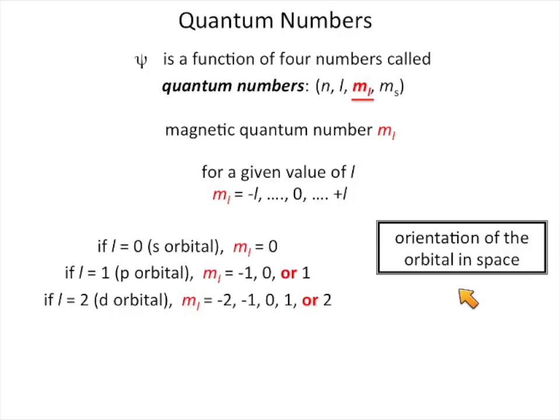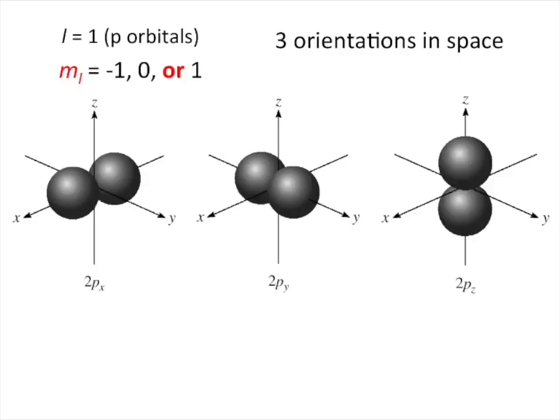And so this gives you the orientation of the orbital in space. So if you go to these pictures that we were just showing of orbitals, if L equals 1, your m sub L can take -1, 0, or 1, and this gives you the 3 orientations in space. So these are called p orbitals. You can have a px, a py, and a pz, depending on which Cartesian coordinate axis this orbital lies along.